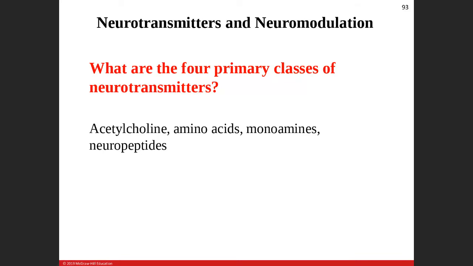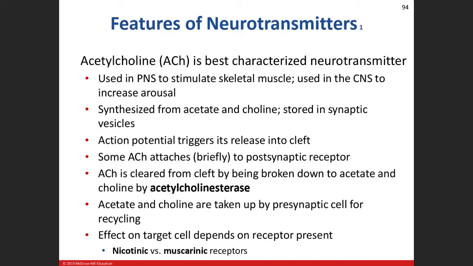Since we're going to be talking about acetylcholine in a little more detail in Chapter 10, let's give you a quick, brief understanding about it. When we talk about its use in the peripheral nervous system, it's going to be excitatory, or it'll stimulate skeletal muscle. In the central nervous system, it's going to change arousal levels. It basically comes from acetate and choline.